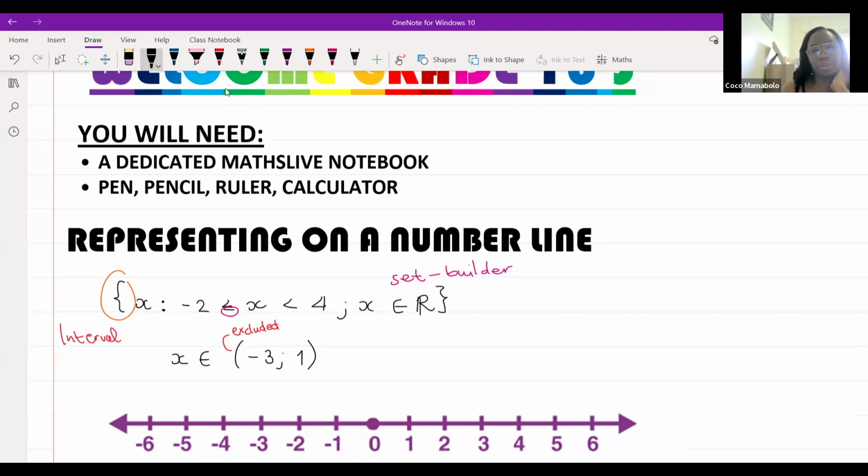Okay, at -3. Okay, because it's excluded. And then we would go to 1 and we would put another open dot and we wouldn't shade it in because it's excluded, right? Yes, I see you. Good. Because of the round brackets. Yes, Desmarie, that's it. And then we're just going to join these two with a line.